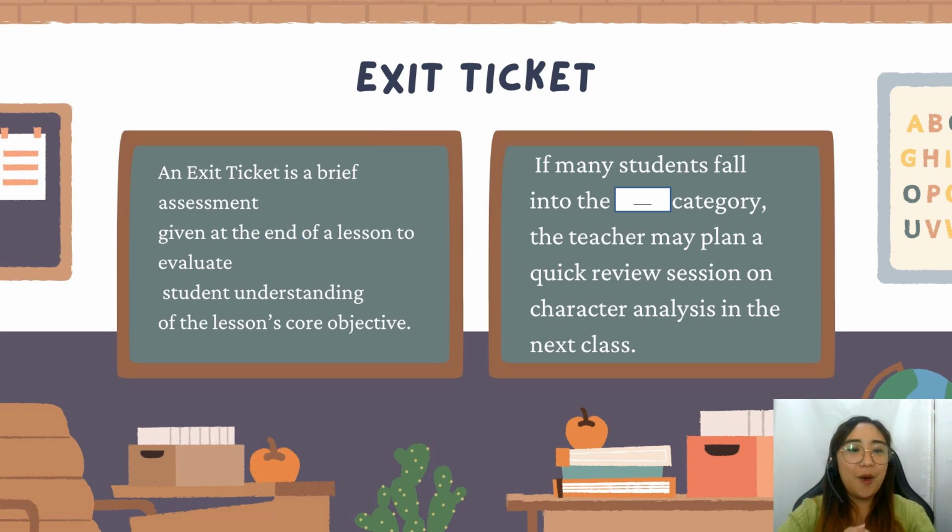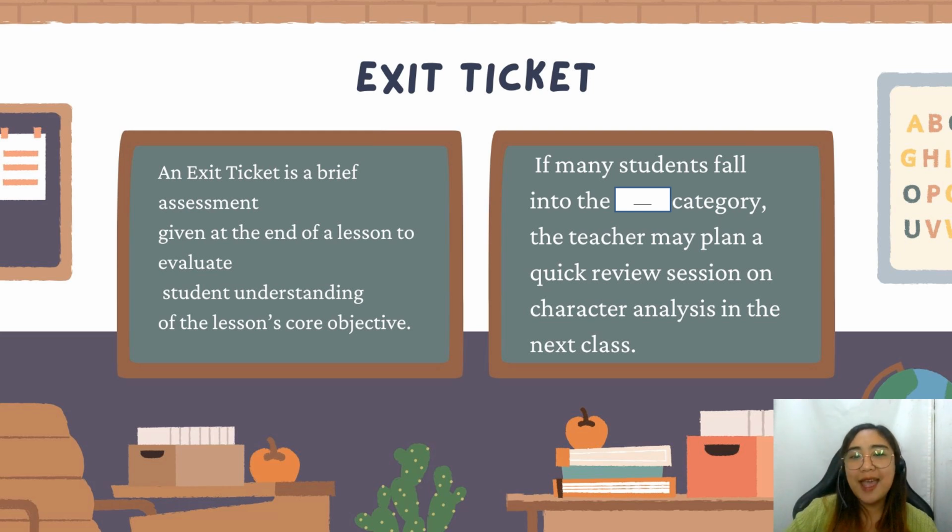Okay, so great job. An exit ticket is a brief assessment given at the end of a lesson to evaluate student understanding of the lesson's core objective. So the answer is end of a lesson. I hope everyone got the correct answer.